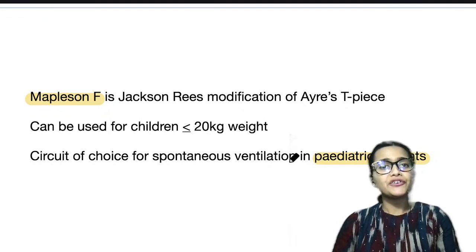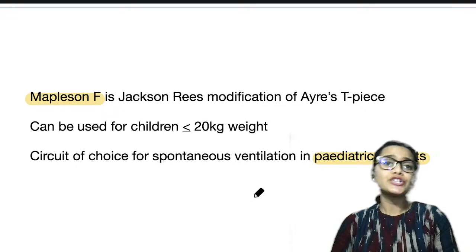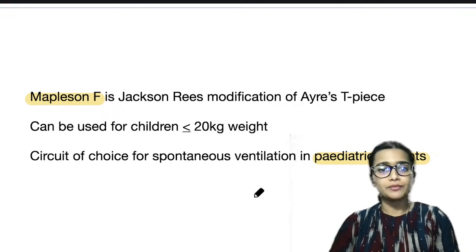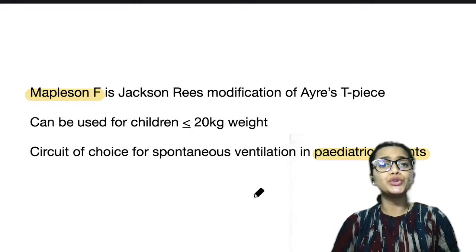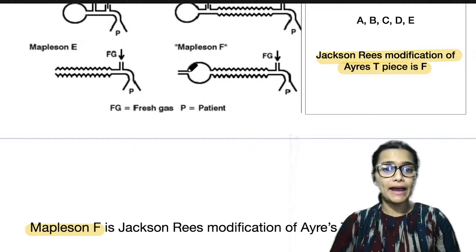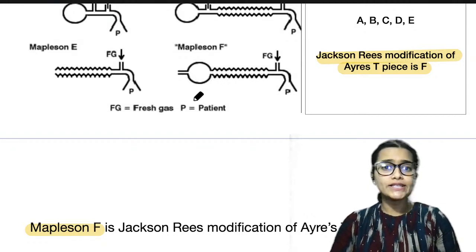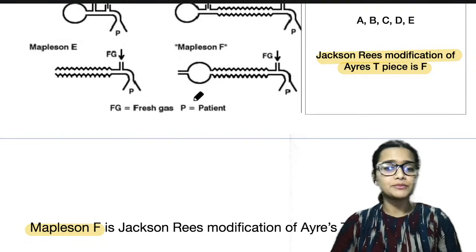It is usually preferred for children up to 20 kilos of weight, and it is the circuit of choice in spontaneous ventilation. Although the fresh gas flow that you would use here is 2 to 3 times the minute ventilation, because of the open-ended bag, it is very safe for ventilation in pediatrics because it avoids the development of barotrauma.